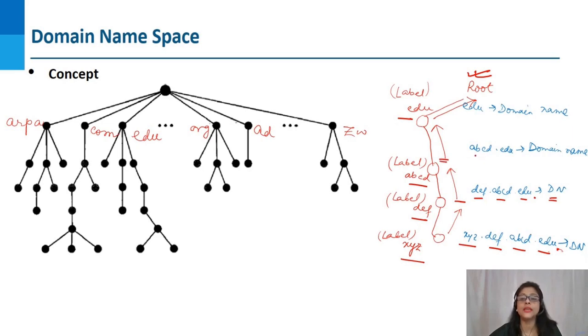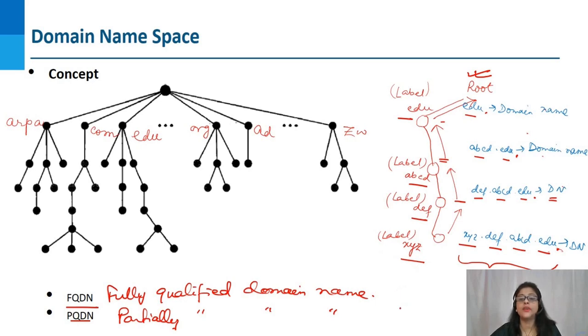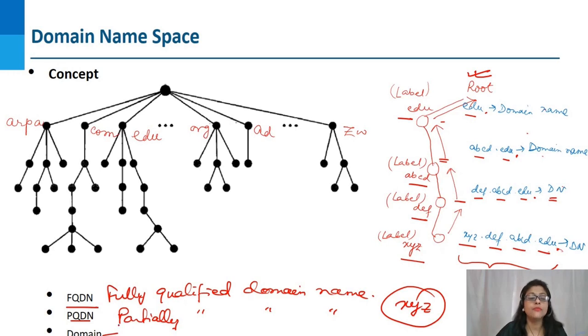At this level we can have the domain name as abcd.edu. At this level we have edu. So like this, the domain names can be written in the form of levels. Now we can have fully qualified domain name. So this is an example of fully qualified domain name. We can have partially qualified domain name. Here if we just simply write XYZ, then it is an example of partially qualified domain name. So this is the example of domain.